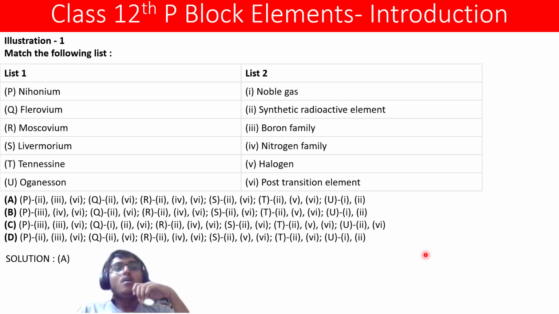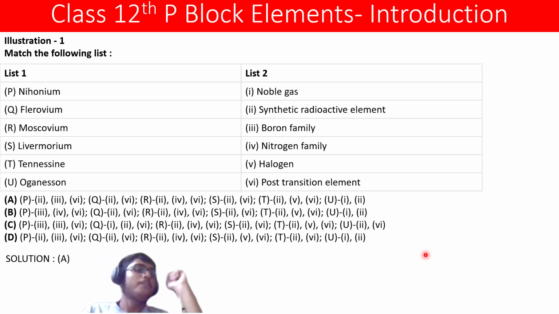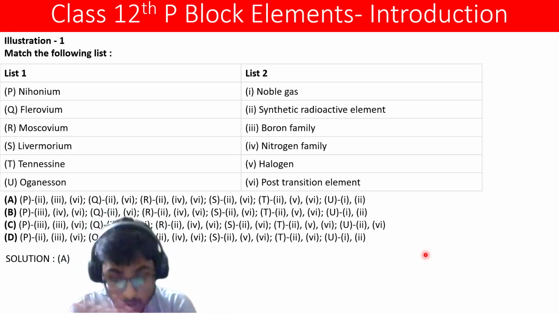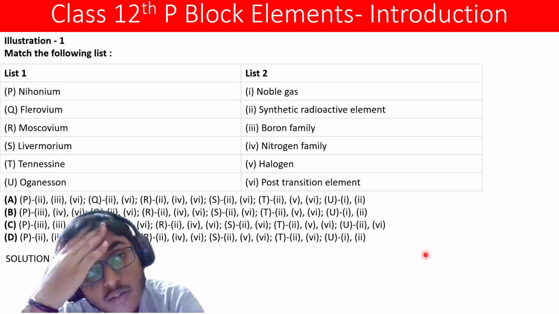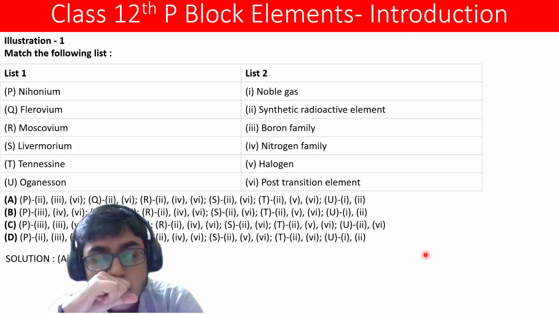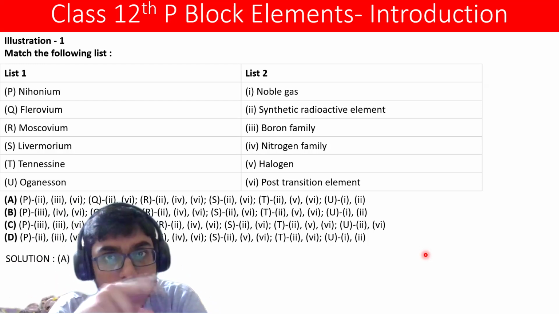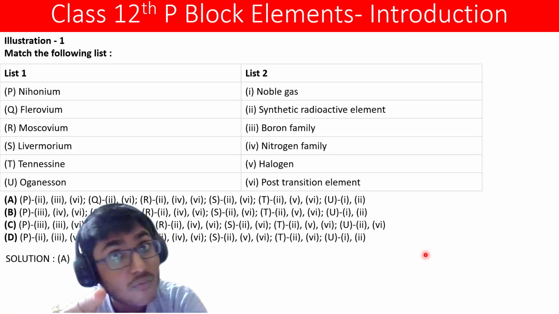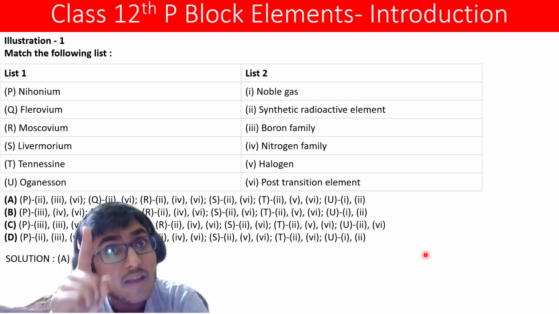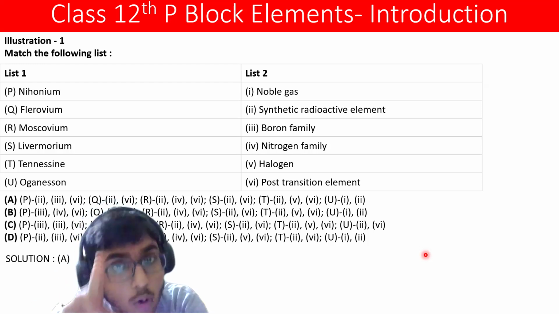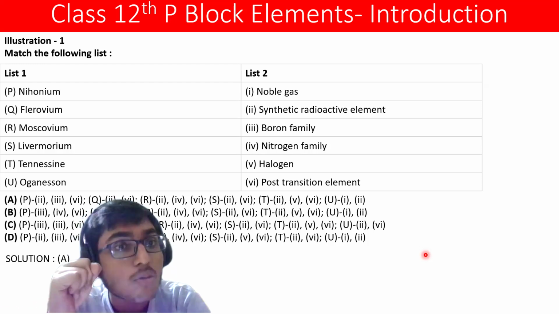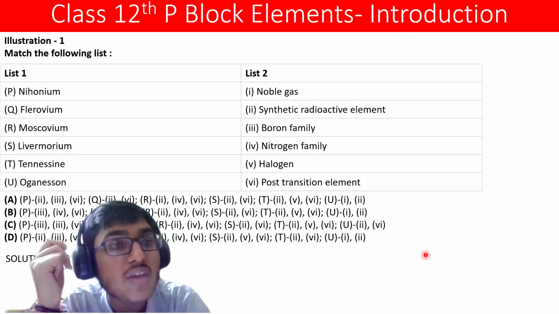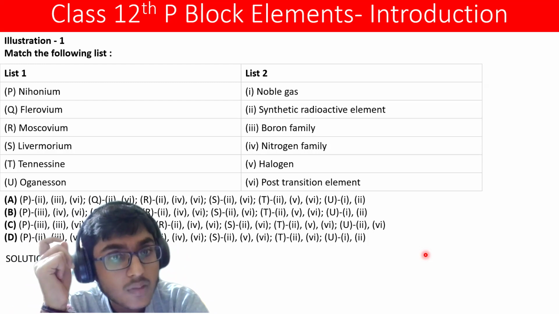Okay, time's up. Solution is option A. Let's talk about nihonium. As I've told you, nihonium is a synthetic radioactive element, and it belongs to the boron family, being the heaviest element and having the most metallic character. Also, it is a post-transition element, located just after the transition elements. So that's why we say post-transition element.